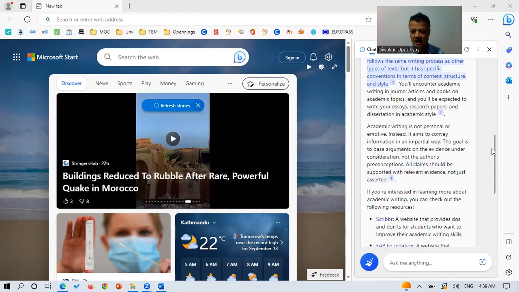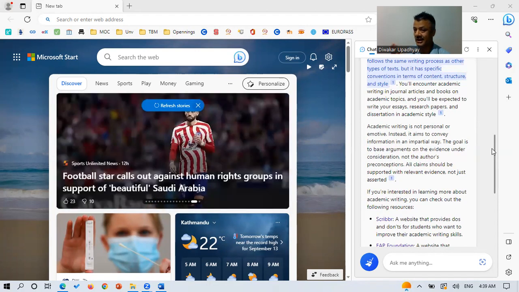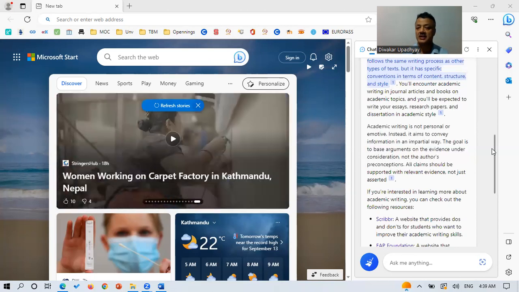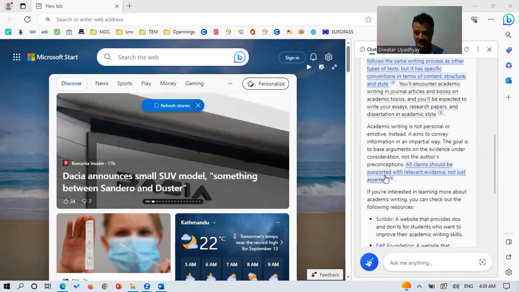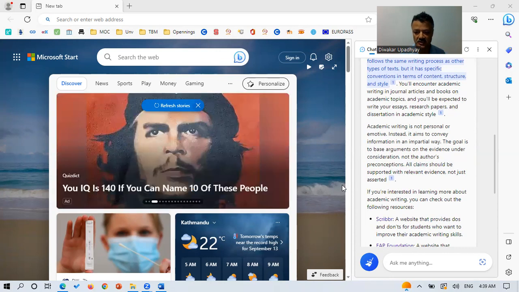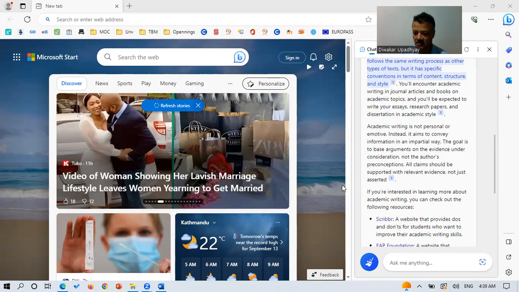Academic writing is not personal or emotive. Not very true, because these days there can be ethnographic research articles, and ethnographic research articles tell stories about the researchers, and they can be personal. Academic writing can be personal or emotive. Instead, it aims to convey information in an impartial, objective way. The goal is to base arguments on the evidence under consideration.